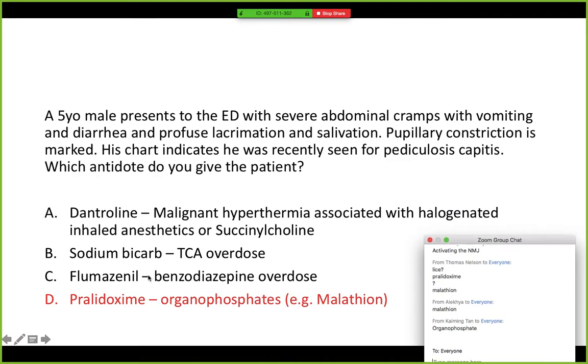So don't forget flumazenil with your benzo overdose, sodium bicarb with your tricyclic antidepressant overdose, and this is to treat the acidosis that results due to TCA overdose, and then dantrolene is the antidote in malignant hyperthermia, and that can be with your inhaled anesthetics or succinylcholine.